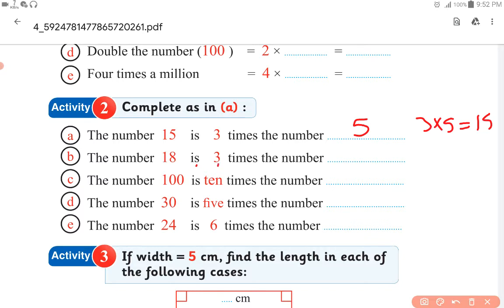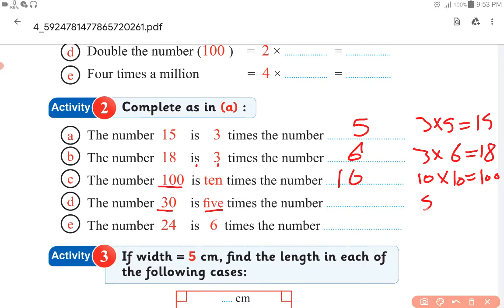18 is 3 times a number. يبقى 3 times what equal 18. يبقى 3 times 6. 100 is 10 times a number. يعني 10 times what equal 100. 10 times 10. 30 is 5 times a number. يعني 5 times what equal 30. يبقى 5 times 6. 24 is 6 times a number. يبقى 6 times what equal 24. 6 times 4. يبقى 6 times 4 equal 24.